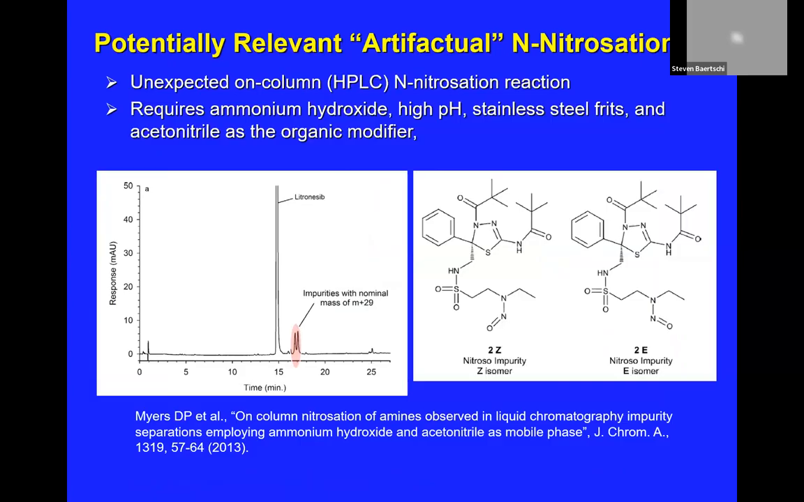Dave Myers discovered this and investigated it and found that here are the two peaks that would artifactually form in the analysis of this particular compound, an API. And he found out that it was an on-column HPLC reaction. So when you use ammonium hydroxide, high pH, and the column has stainless steel frits, and acetonitrile is the organic modifier, you would see across a wide range of columns these artifactual peaks forming, which we discovered to be these two N-nitroso compounds, again, the atropisomers.